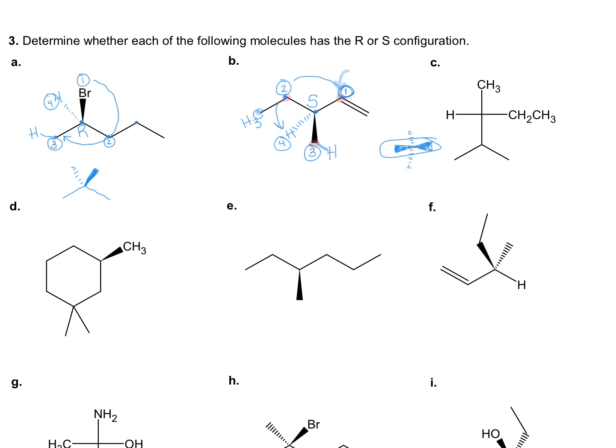As we compare the priorities of these groups, we say this is a carbon attached to 2 carbons. This is attached to 1 carbon. This is attached to no carbons. So our priority goes 1, 2, 3, 4. To connect those lines, we're going to go in a counterclockwise fashion. And since the hydrogen's in the front, we have to switch our answer. So even though it looks S, the answer is going to be R.